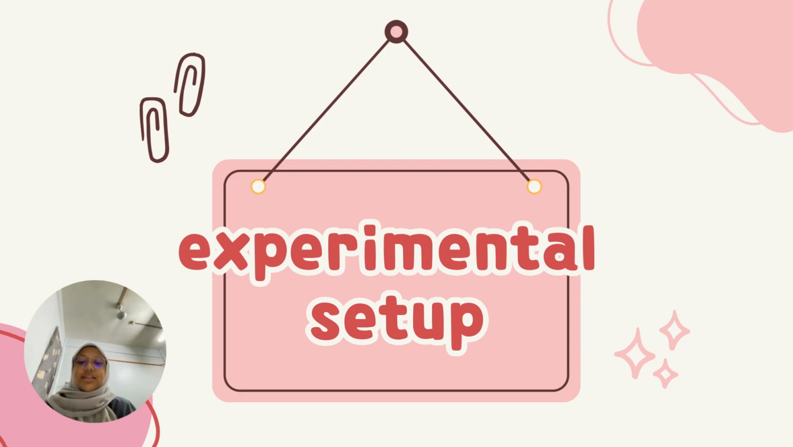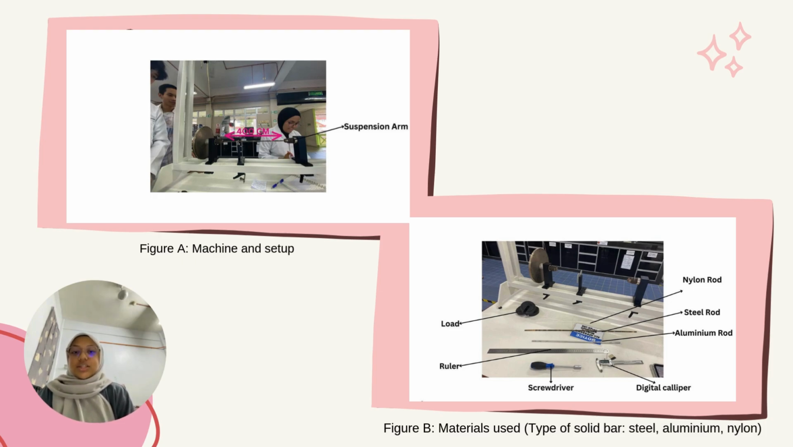This is the experimental setup of this experiment. Figure A shows the machine and the setup, and figure B shows the type of solid bar used, which is steel, aluminium, and nylon.